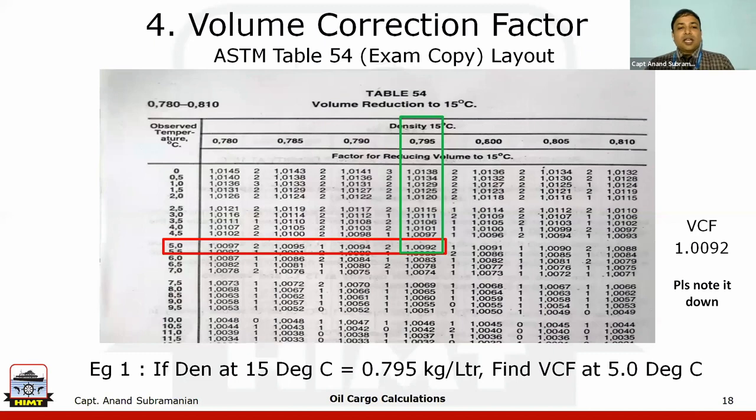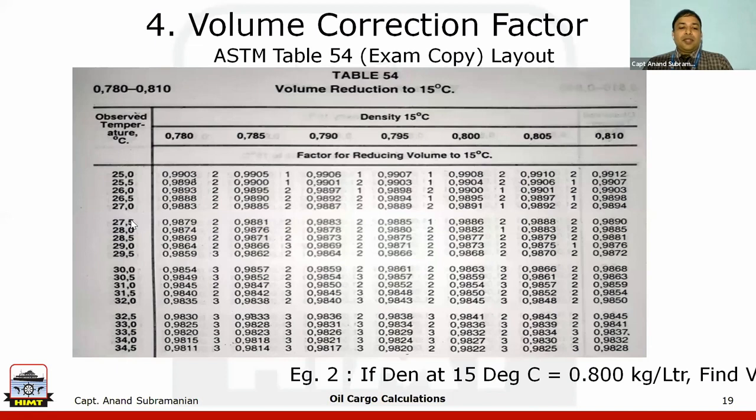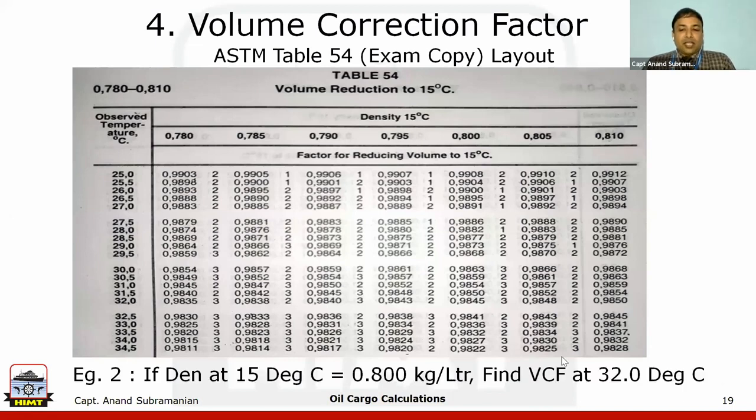All right. So let's take up another example over here now. The first example I took was less than 15. The second example we are going to take is more than 15 degrees Celsius. So the observed temperature of the oil is more than 15 degrees Celsius. Now, can somebody tell me what is the VCF if the observed temperature is 32 degrees Celsius and the density is 0.800 kg per liter, or tons per cubic meter?